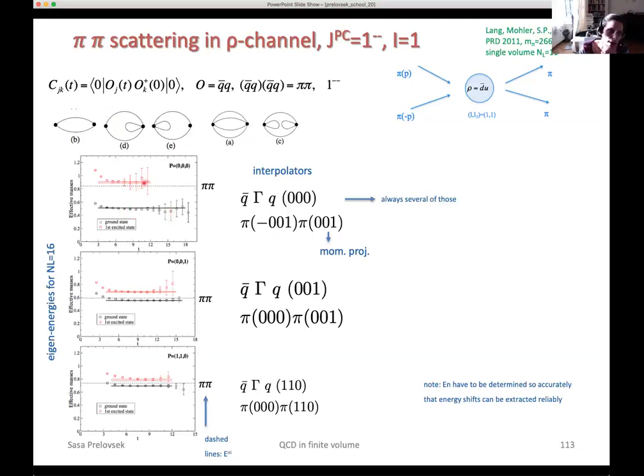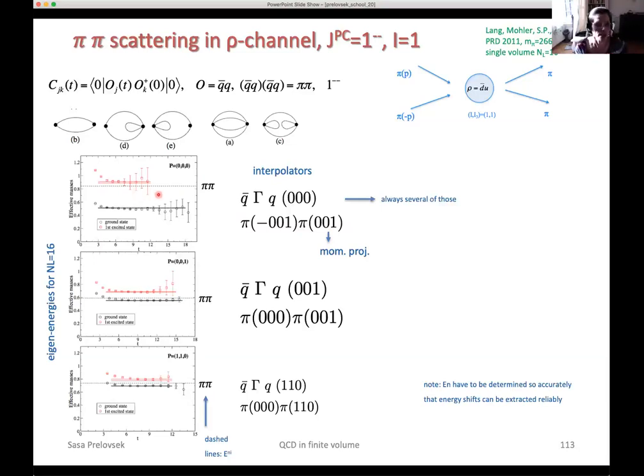Here you get these two eigenenergies. This dashed line is very important. The dashed line means the energy of two pions if they didn't interact. It would be just the sum of the energy of this pion and the energy of this pion. But since they are interacting, these energies shift a little bit. The important point is you need to resolve these energy shifts with respect to these dashed lines in order to be able to extract something.